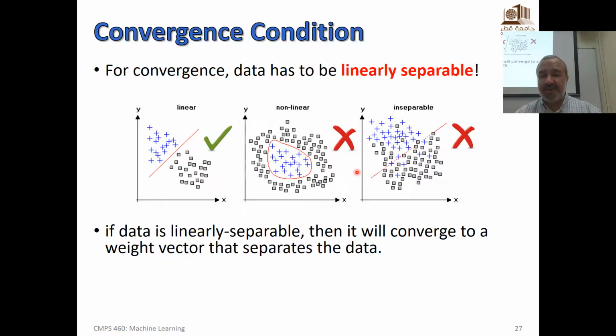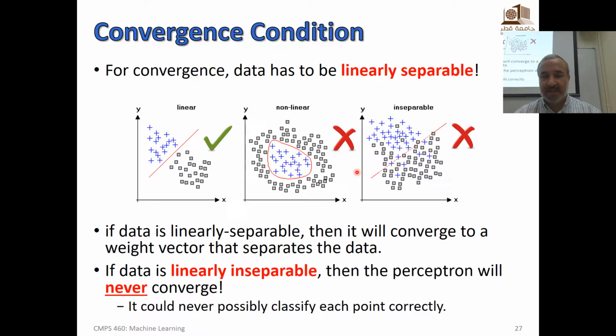So if the data is linearly separable, then it will converge to a weight vector that separates the data. It will converge to a model that will separate the data. If the data is linearly inseparable, then the Perceptron will never converge. It will never classify each point correctly. This is what makes us say that the Perceptron is linear. Go back to the lecture before, both lectures, and see how we found that geometrically. We mentioned that there is the weight vector, perpendicular to the model, so the model is always linear.